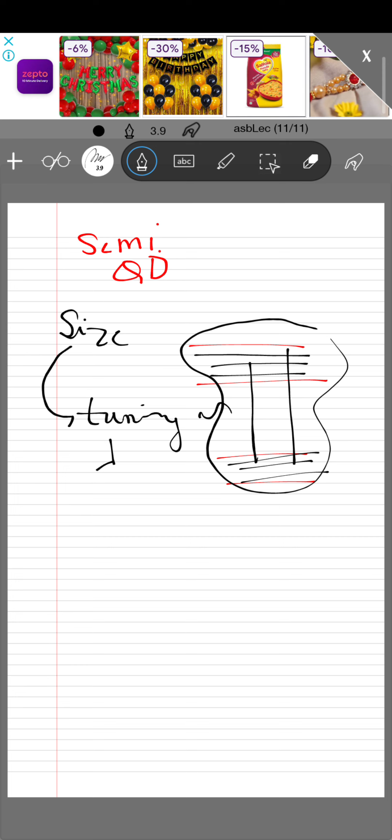Now, due to these highly separated states, there are again superior transport and optical properties, and they are used in different devices. For example, they are also used in a PN junction diode, where the quantum dot is applied at the junction.